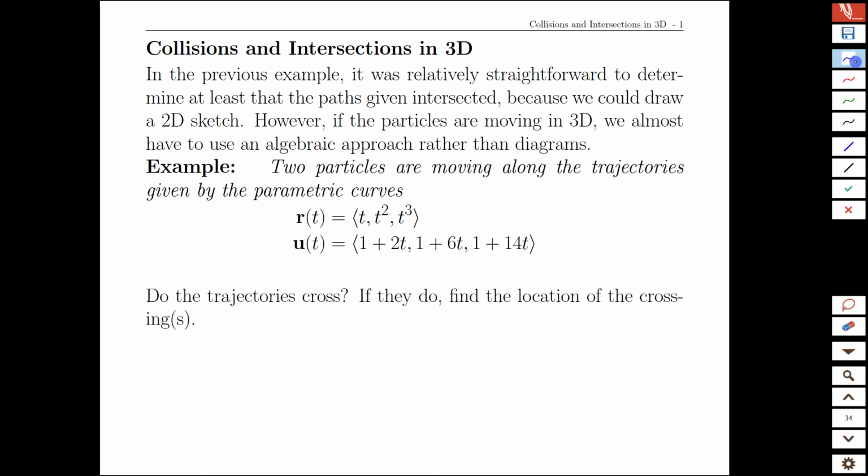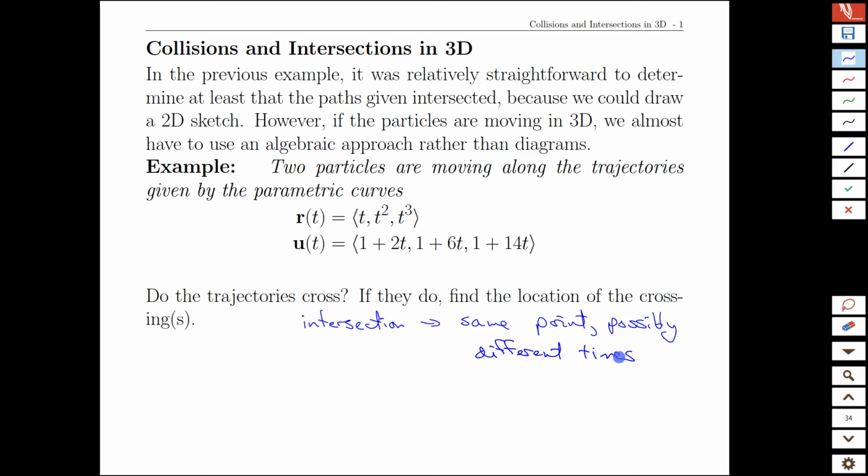So let's look at that through the lens of an example. We have 2 trajectories again here, r of t and u of t, and we're asking whether the trajectories cross. Cross is the same as intersection. And that, we saw earlier, was the same point and possibly different times. So we have to allow for that.